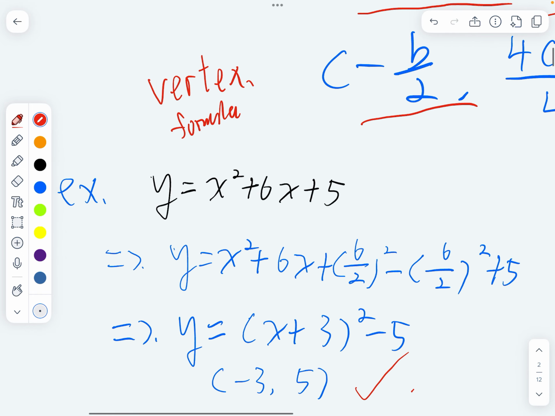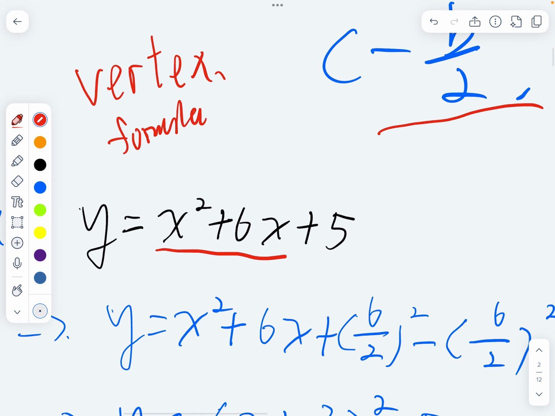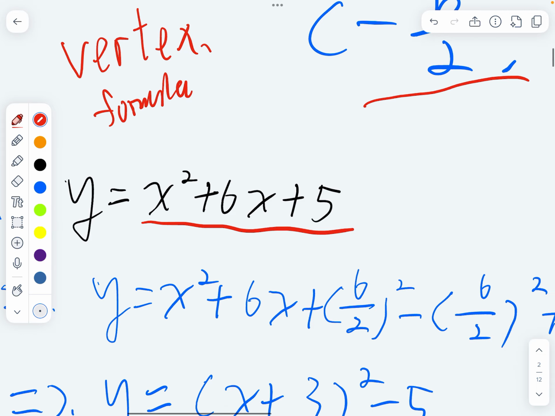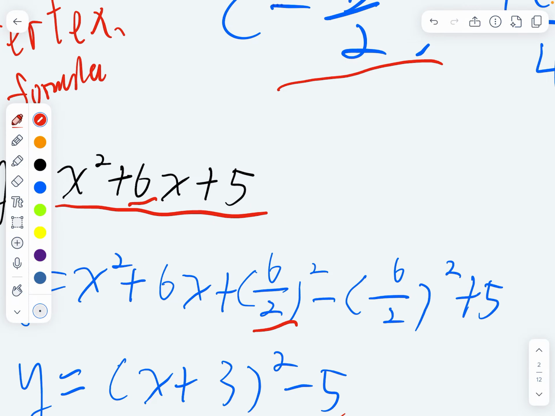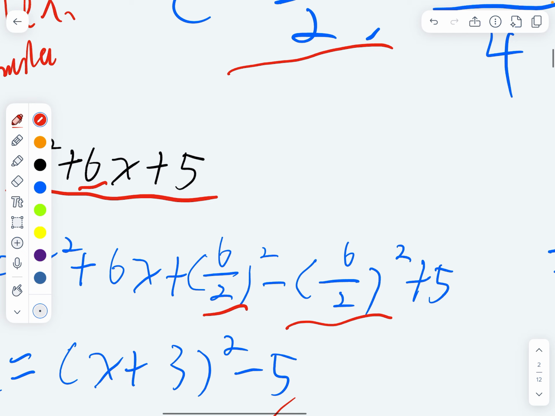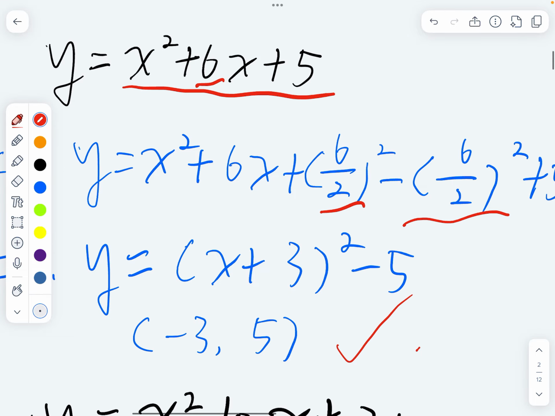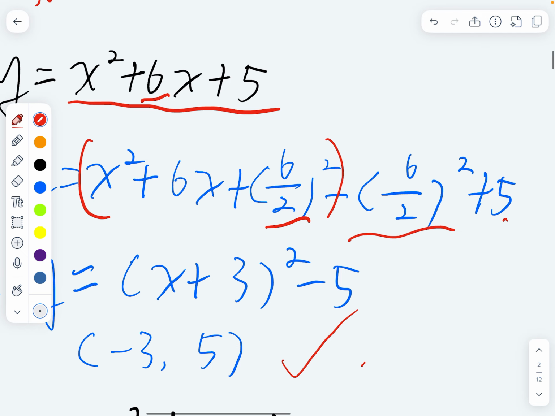Now let's do an example. The first one is x squared plus 6x plus 5. First we write out b over 2, so it's going to be 6 over 2 here. When we add this term, we must also subtract it. And the final step is to add the 5 term. So we can solve for this group.